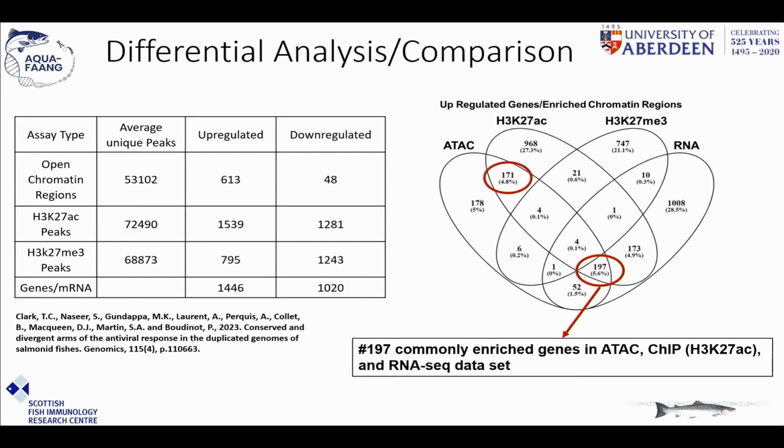We also had 171 regions that were in ATAC-seq and also showed H3K27Ac, but were not present at gene level, so they were not transcribed. So I think it would be interesting to see our microRNA data to see if we find any answer for that. I was interested in these 197 genes, which had open chromatin using ATAC, and then H3K27Ac, and then RNA-seq.